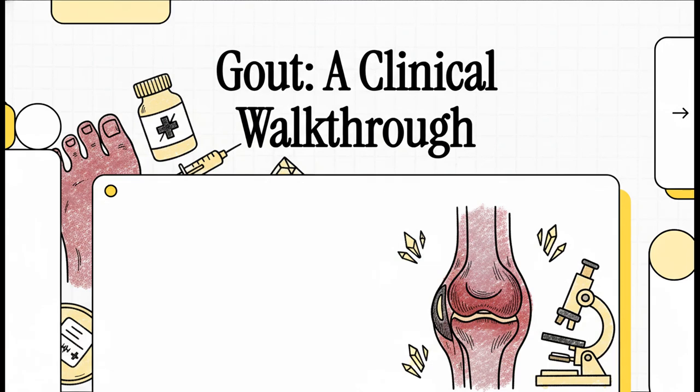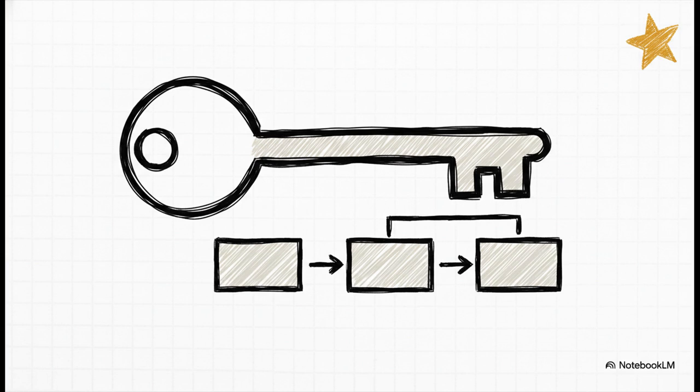All right, let's walk through a classic PLAB2 scenario, gout. By the end of this, you're going to have a really clear framework to confidently handle this station. Now, this is a high-yield scenario, which means it comes up a lot. Getting the structure right isn't just about ticking boxes. It's about showing a safe and systematic approach. That's exactly what the examiners were looking for.